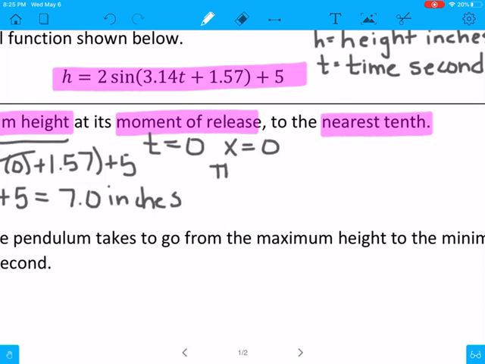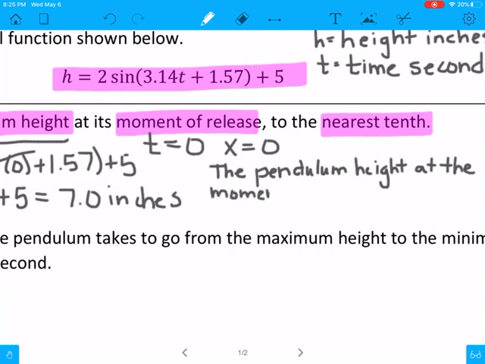The pendulum height at the moment of release was 7 decimal 0 inches.